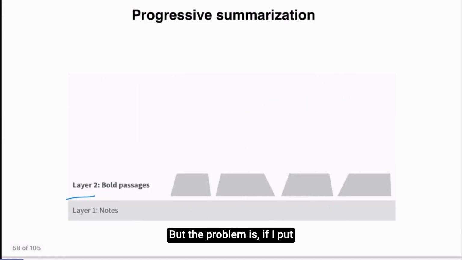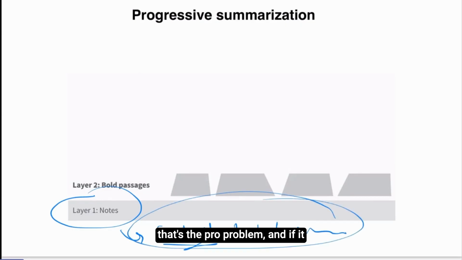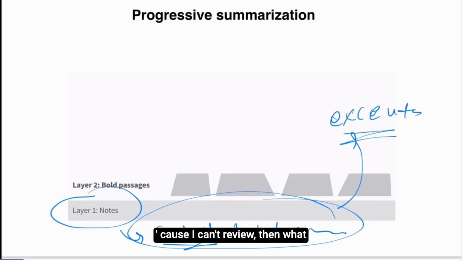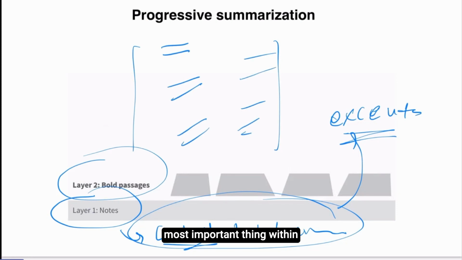But the problem is if I put everything together, it becomes too freaking large. There's context everywhere. It's not concise if there's a unified resource. And if it is not concise, I can't execute because I can't review. Then what you need to do is highlight some portions of this, for example, bold passages. So if I'm going through First Aid, I would make sure I highlight my notes on what is the most important thing within this.